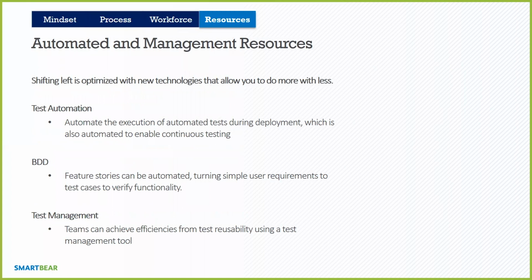And the last portion is the tools. So the resources that are involved in shifting left. And this is really optimized with those new technologies that are allowing you to do more with shifting left. So we talked about test automation, BDD is this other aspect that we're going to touch on in this presentation, in this webinar, that really accelerates shifting left. And this is about creating feature stories based off of those user requirements that can be automated and then turning simple requirements into test cases to verify functionality.